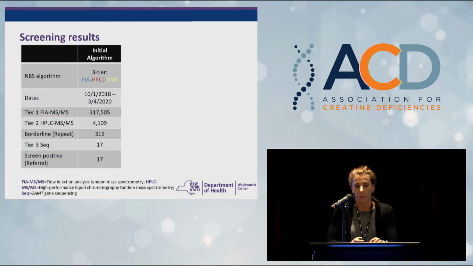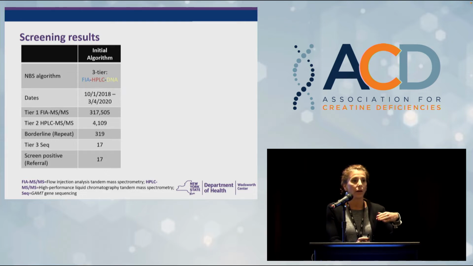So for the first 1.5 years of screening, we tested 317,000 babies. 4,100 were reflexed to that second tier analysis. 319 had borderline guanidinoacetate levels, and we requested a repeat, and 17 were sequenced and referred.